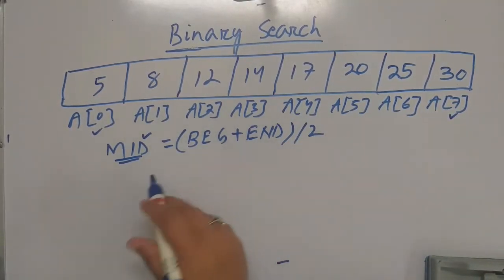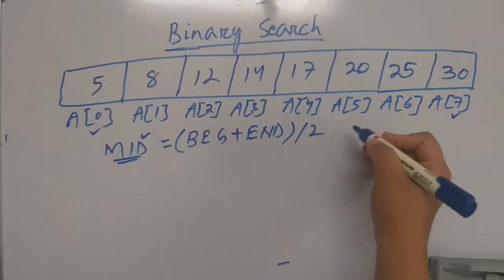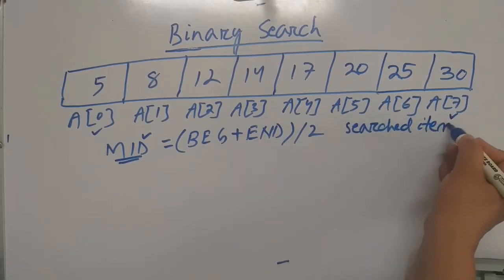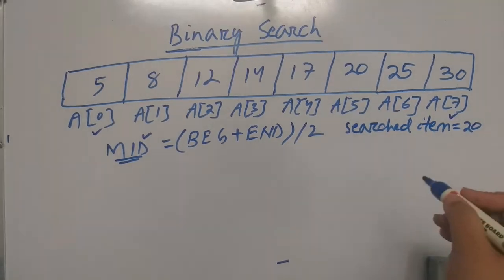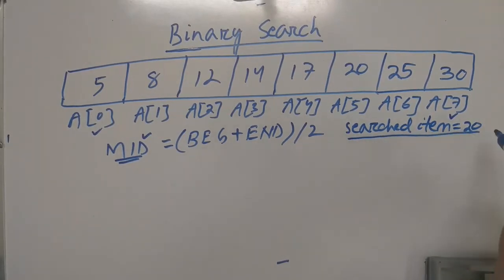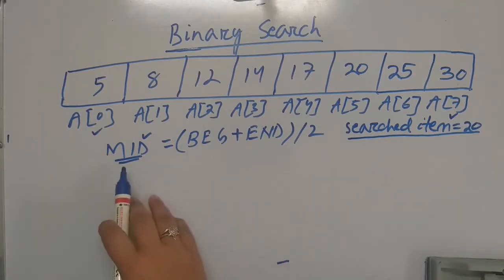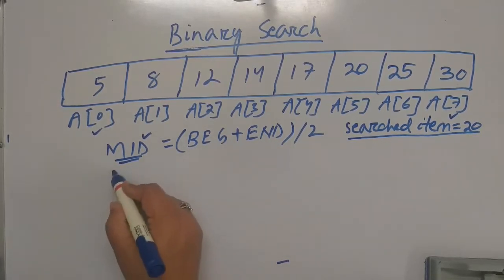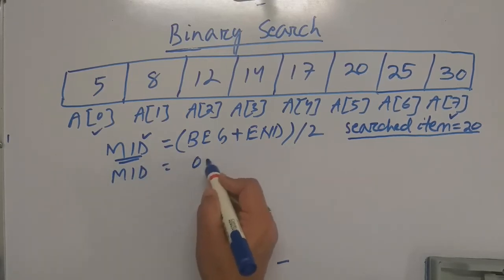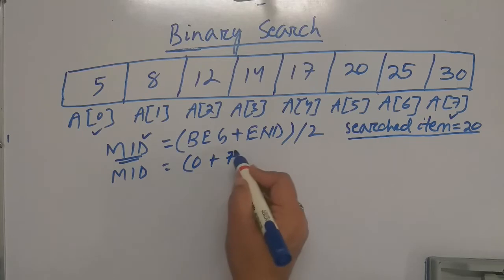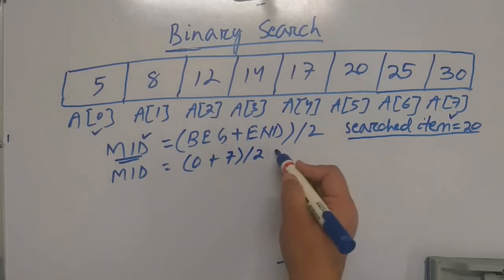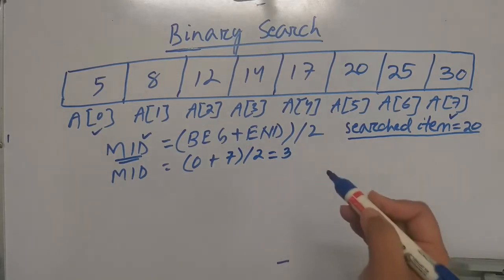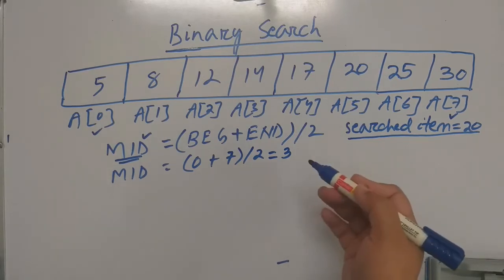So how do we do this? Suppose here is one example, and the searched item is 20. How do we find out whether 20 is in the list or not? We write mid equal to begin plus end divided by 2. So mid is equal to begin, which is 0, plus end, which is 7, that is 0 plus 7 divided by 2, which gives 3.5, and we truncate it and get 3. Either you can take 4 or you can take 3.